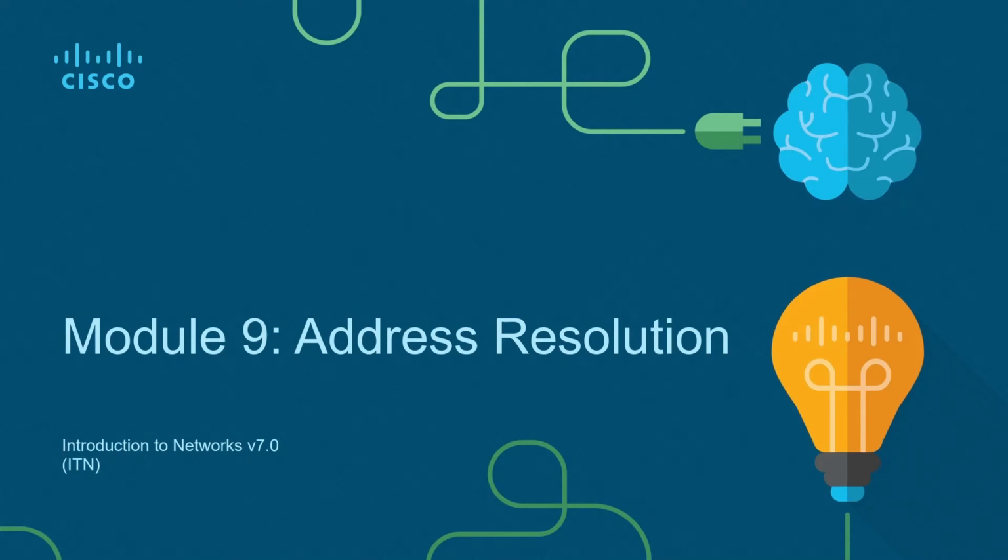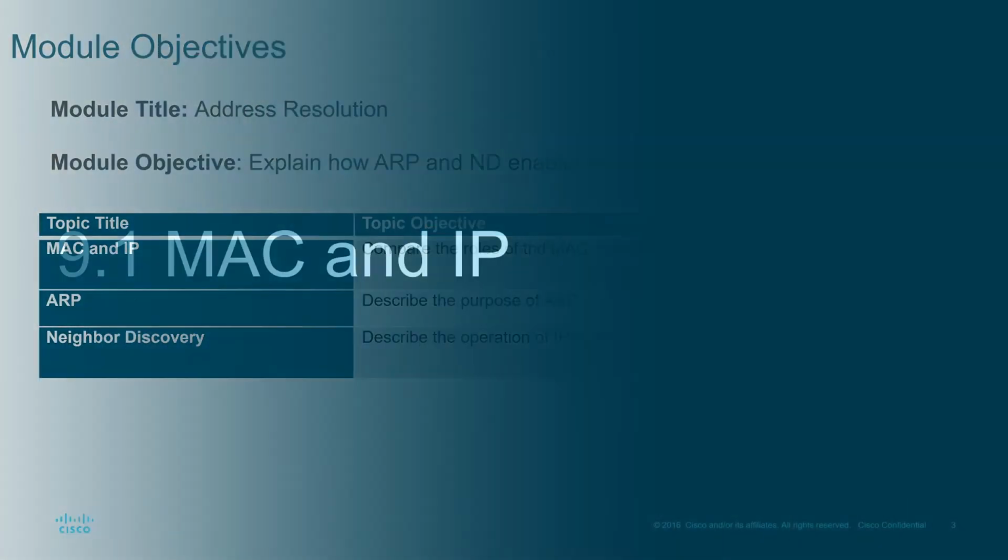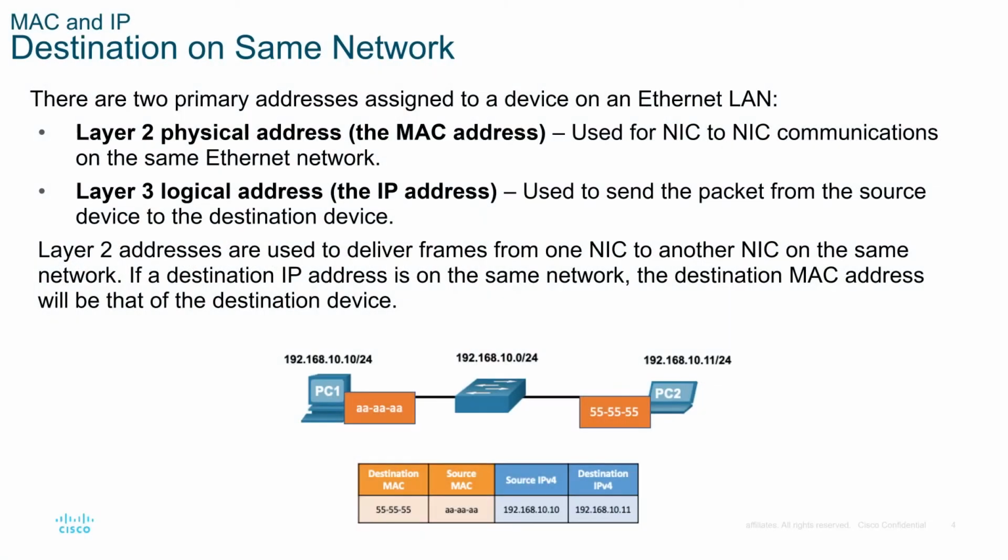This is Module 9, Address Resolution, of the Cisco Academy Introduction to Networks version 7.0. Comparing MAC addresses along with IP addresses.